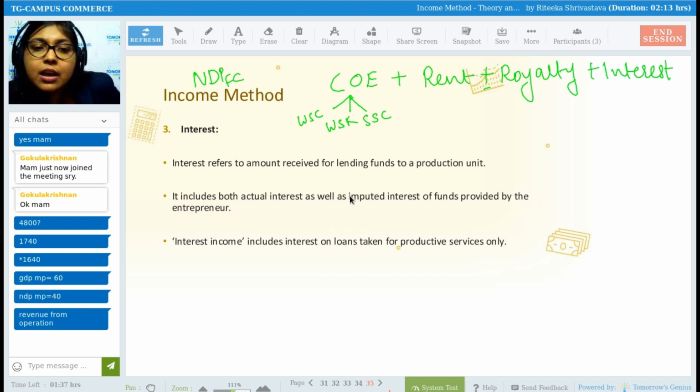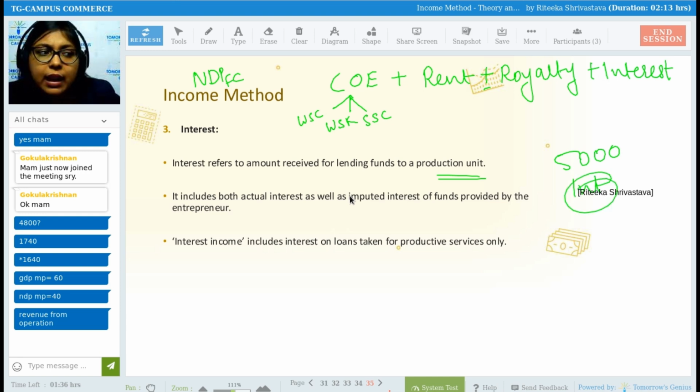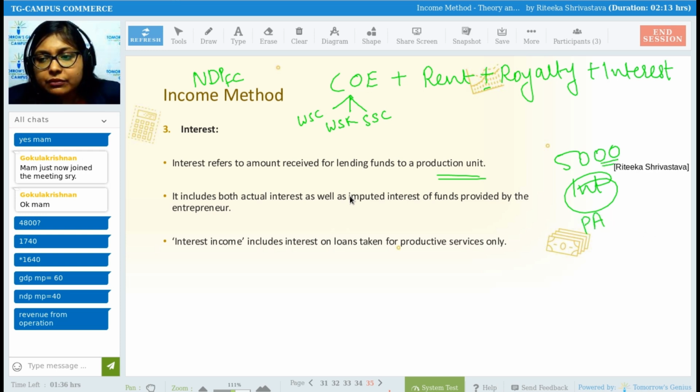Okay. Third is interest. So interest, we know, is the amount received for lending funds to a production unit. If Mridula comes to me and says, okay ma'am, I need a loan of 5,000 rupees since I want to start my business, I will say, okay fine, I will give you 5,000 rupees, but in return you will have to give me interest. When you repay me the principal amount, that is 5,000, you will have to give me 2%, 3%, 4% interest. Okay, this is nothing but interest.